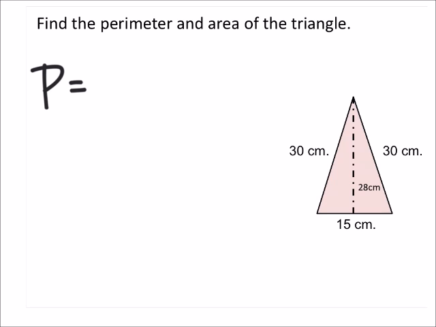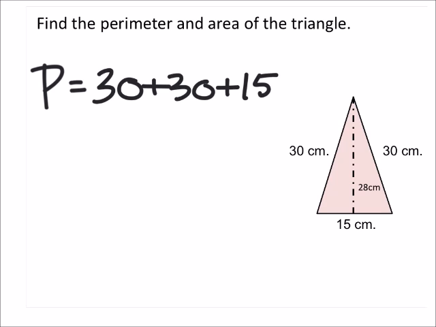So the perimeter actually is just the outside lengths added together. So I've got a 30 plus 30 plus 15. 75. Yeah, that's going to be 75 centimeters for the perimeter.